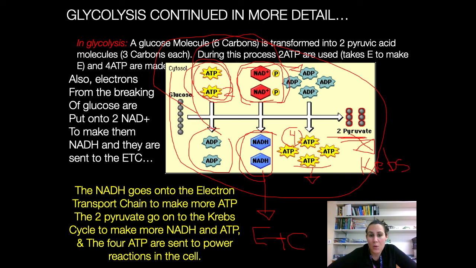It's missing where glucose is coming from, where the pyruvates go to, where the ATP goes to, where the NADH go to, where the ADP go to. So it's missing a bunch of stuff. But it's a good basic structure if you're making your glycolysis flowchart.